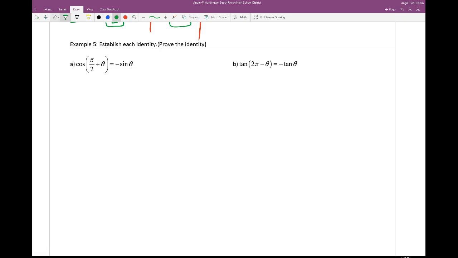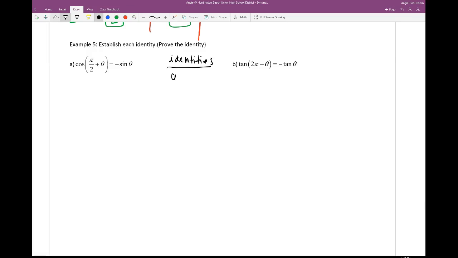All right, here we go. Example five, establish each identity. That means we're going back to proofs, okay? But before I start writing the proofs, let's write out all of the identities that we know already. Identities that we already know.